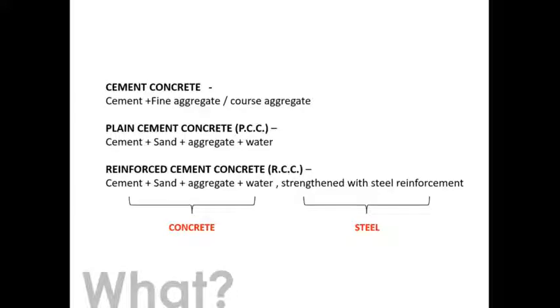The cement concrete that we see is a dry mix of cement and fine aggregate or coarse aggregate. Okay, that is a cement concrete. When sand and water are added to it, plain cement concrete is made, that is PCC. Usually PCC beds are used below the foundations. PCC is also used at various locations where you have toilet sunk slabs, or there is less possibility of loading on the structure. There you can use PCC.